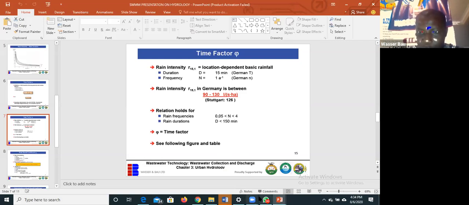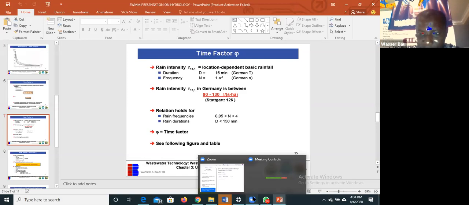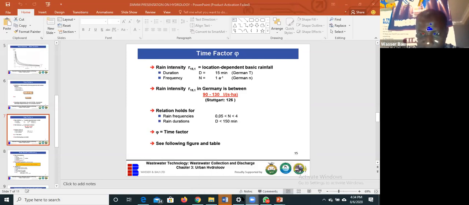Let me use the whiteboard and demonstrate something now. Okay, let me share a whiteboard. Okay, this is my whiteboard. Test. Okay, now watch this, gentlemen. There's what we call frequency. Frequency is the inverse of the return period.